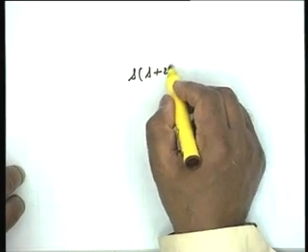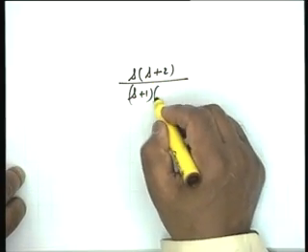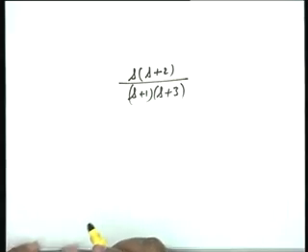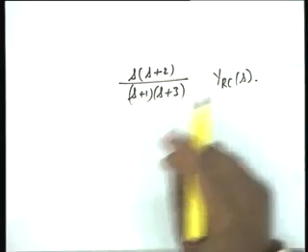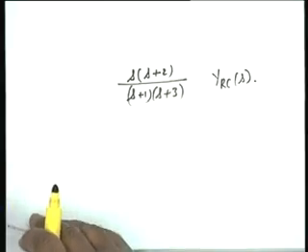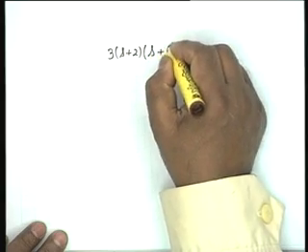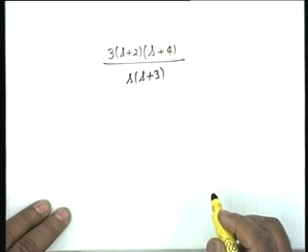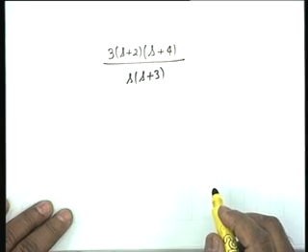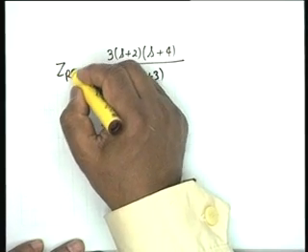S times (S plus 2) divided by (S plus 1)(S plus 3). What about this? This has to be a YRC of S. Okay. Next, 3 times (S plus 2)(S plus 4) divided by S times (S plus 3). Is it a ZRC? Okay, this is a ZRC. Let us look at a synthesis of this.